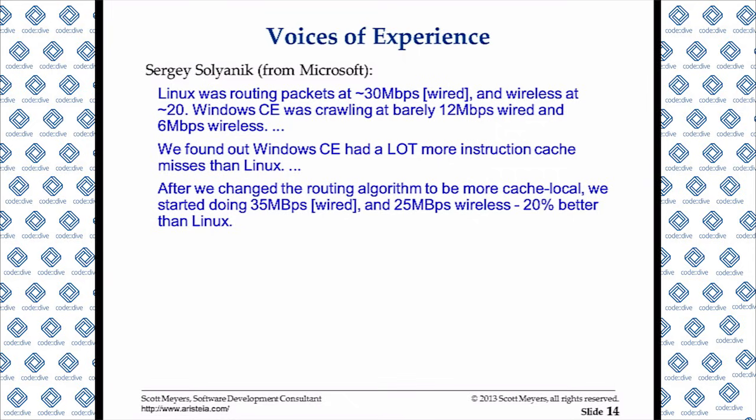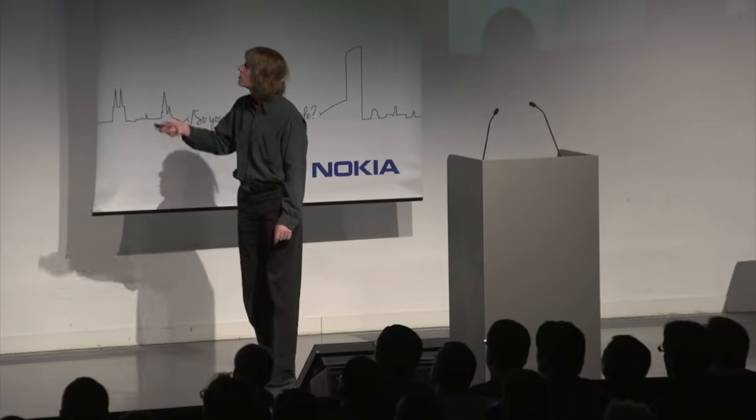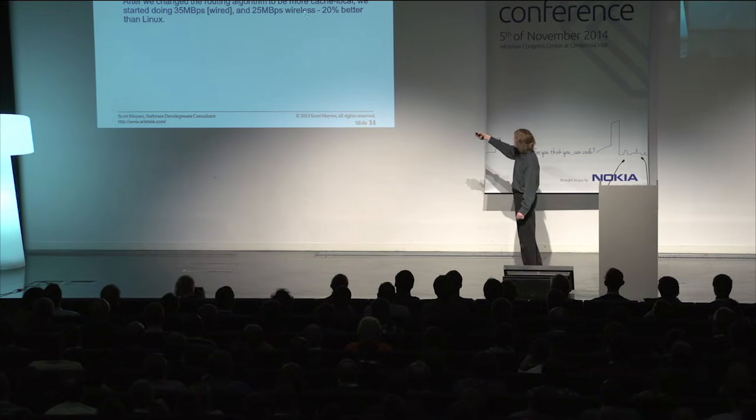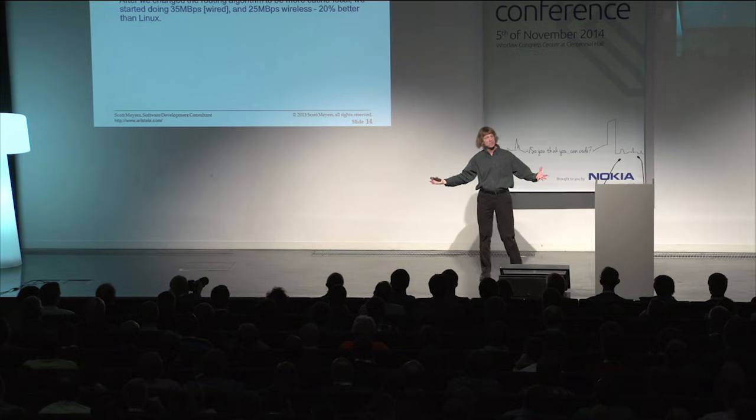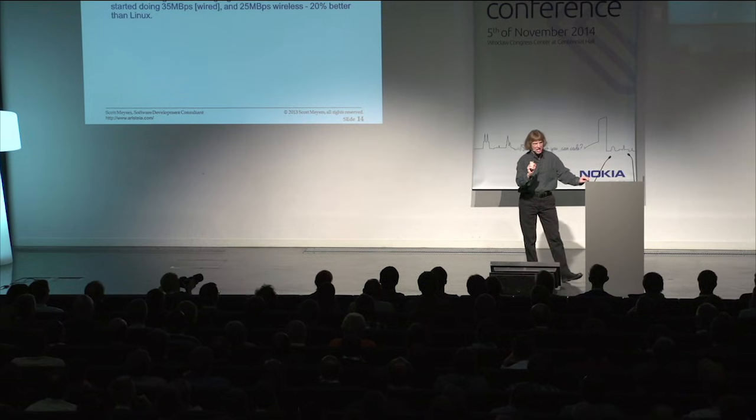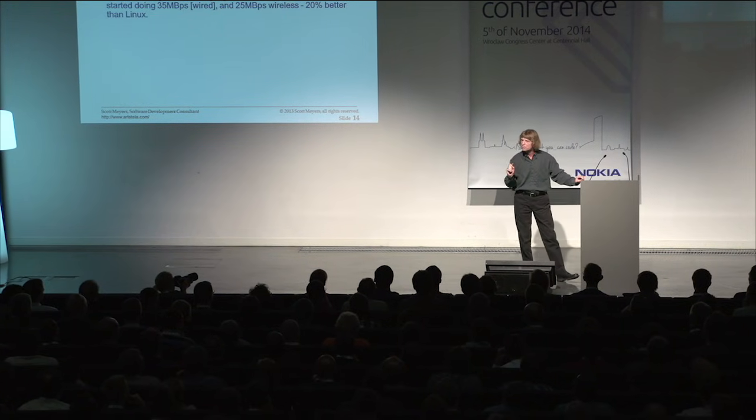We found out that Windows CE had a lot more instruction cache misses than Linux. Notice, this is not talking about the data cache. This is talking about the instruction cache, which tends to be the cache that most people don't focus on. But right away, we're seeing that can make a big difference. The quote continues, after we changed the routing algorithm to be more cache local, we started doing 35 megabits per second wired and 25 megabits per second wireless, 20% better than Linux. So from Microsoft's perspective, a success story. From our perspective, an interesting insight that by changing an algorithm simply to take better advantage of the instruction cache, we can get dramatically improved performance.